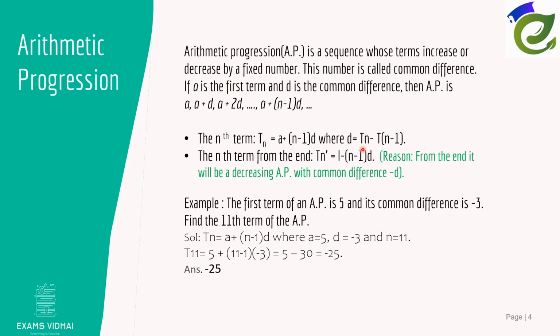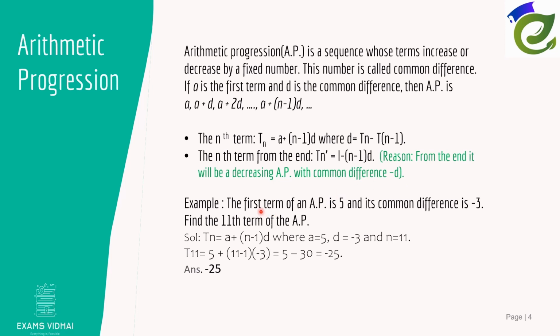Now, if we were to write the nth term from the end, then we can write it as L minus n minus 1 times D, where L is the last term. So if it is an increasing AP from the left to right, then we can get the reverse AP by making it decrease from the last term. Or else you can say that it will be a decreasing AP with common difference minus D.